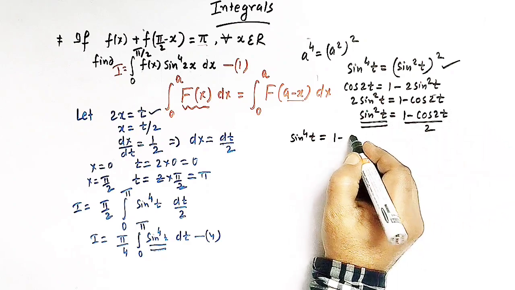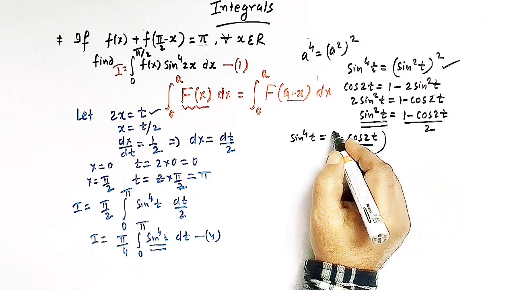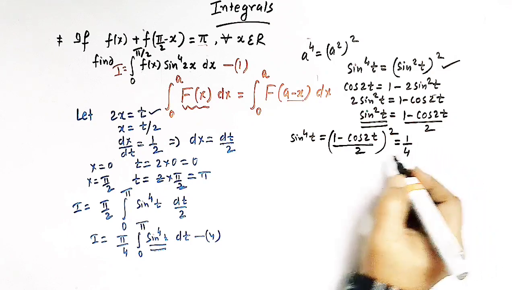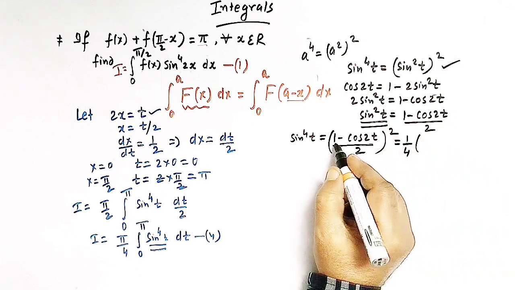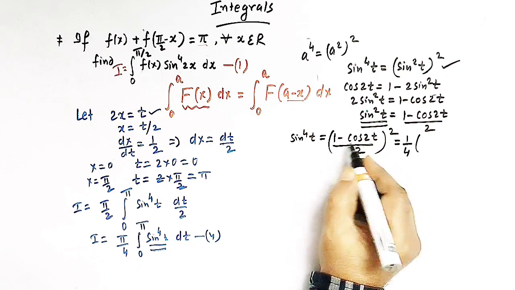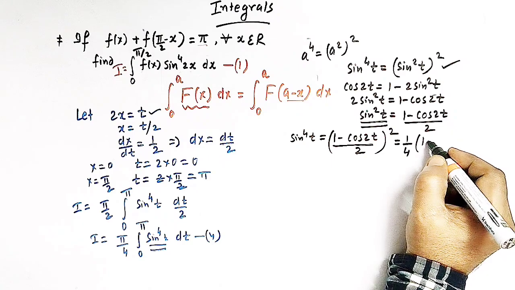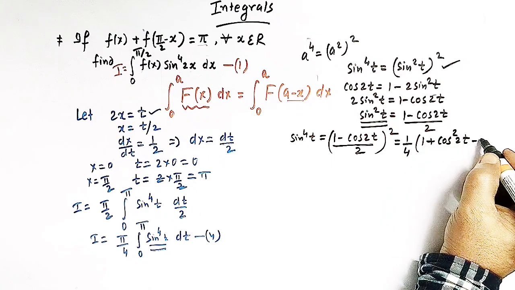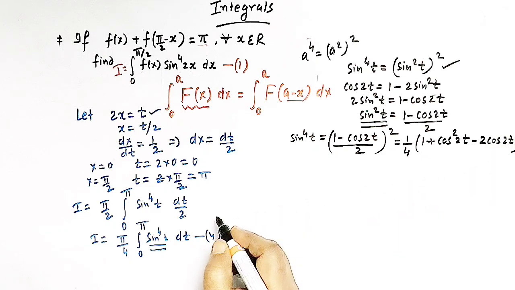So we have (1 minus cos 2t) divided by 2, and here we have a square. So let us write it as 1 over 4, since the square of 2 is 4. And here we can now apply the identity for (a minus b) whole square. So we have 1, then plus cos square 2t, minus 2 times cosine 2t, right?